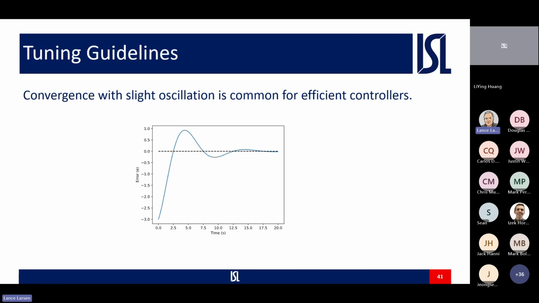Then convergence with slight oscillations is common for efficient controllers. You can often get to the point where there's really no oscillation except for a quick bounce back to the equilibrium with a really efficient controller. It's usually a good sign if it looks somewhat like that.